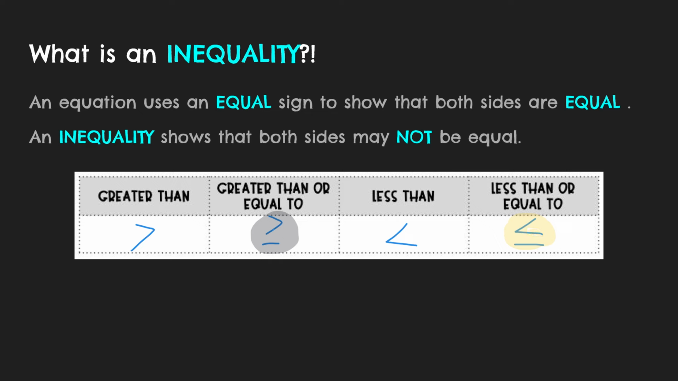So these two are probably new to you. The greater than, less than shouldn't be different, excuse me. Greater than or equal to, less than or equal to should be new. So you really want to pay attention to these two because these are new things for you. So these show that they may not be equal. So either side of the inequality may not be equal to one another.